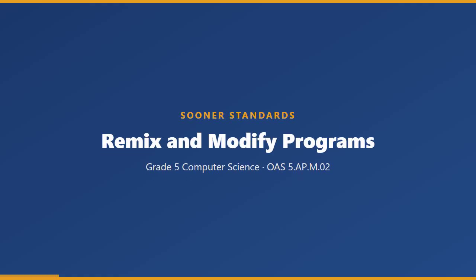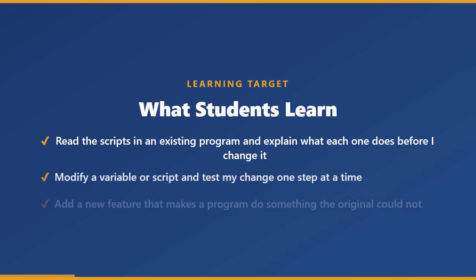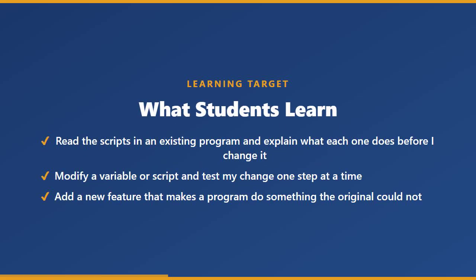From Sooner Standards, Remix and Modify Programs, a complete Grade 5 computer science unit for Oklahoma Standard 5APM02. Students learn to modify, remix, or borrow portions of an existing program to develop something new or add more advanced features, and I can give credit to the original creator.